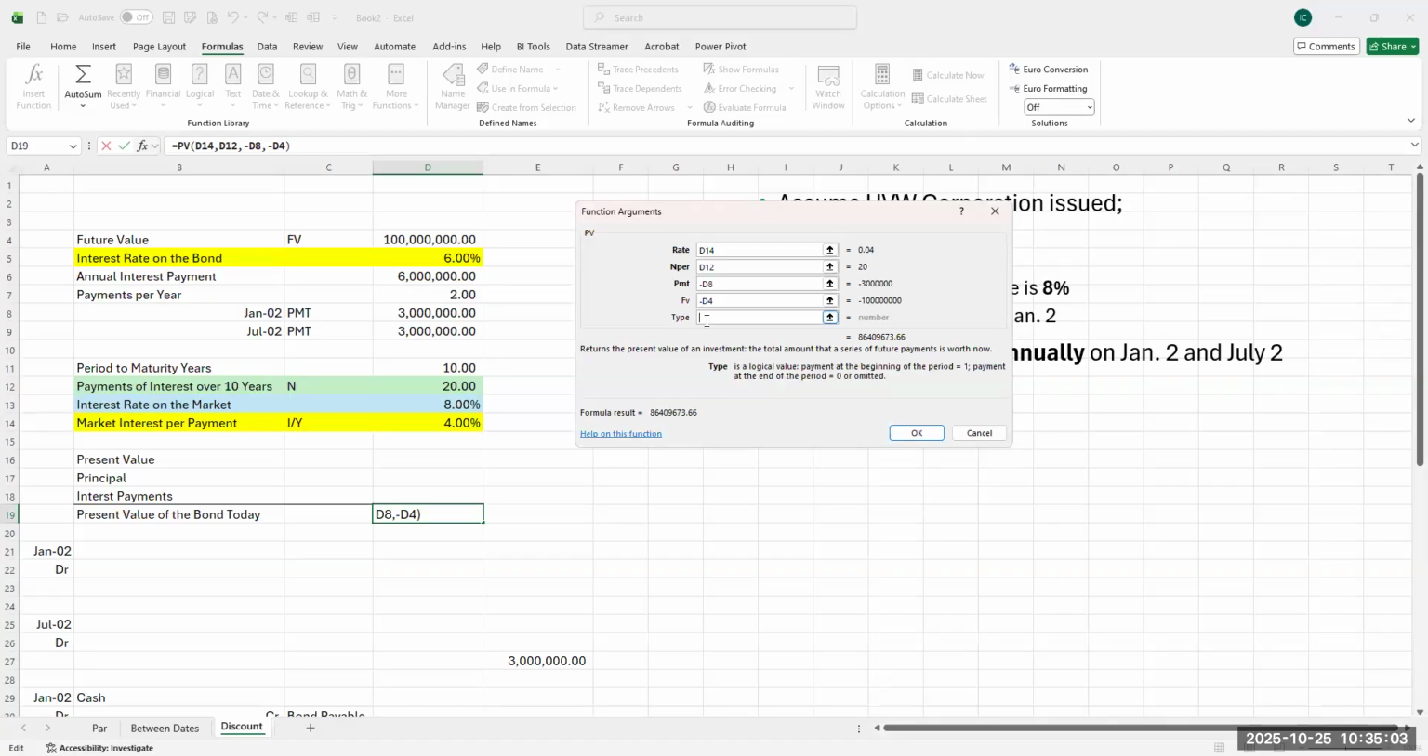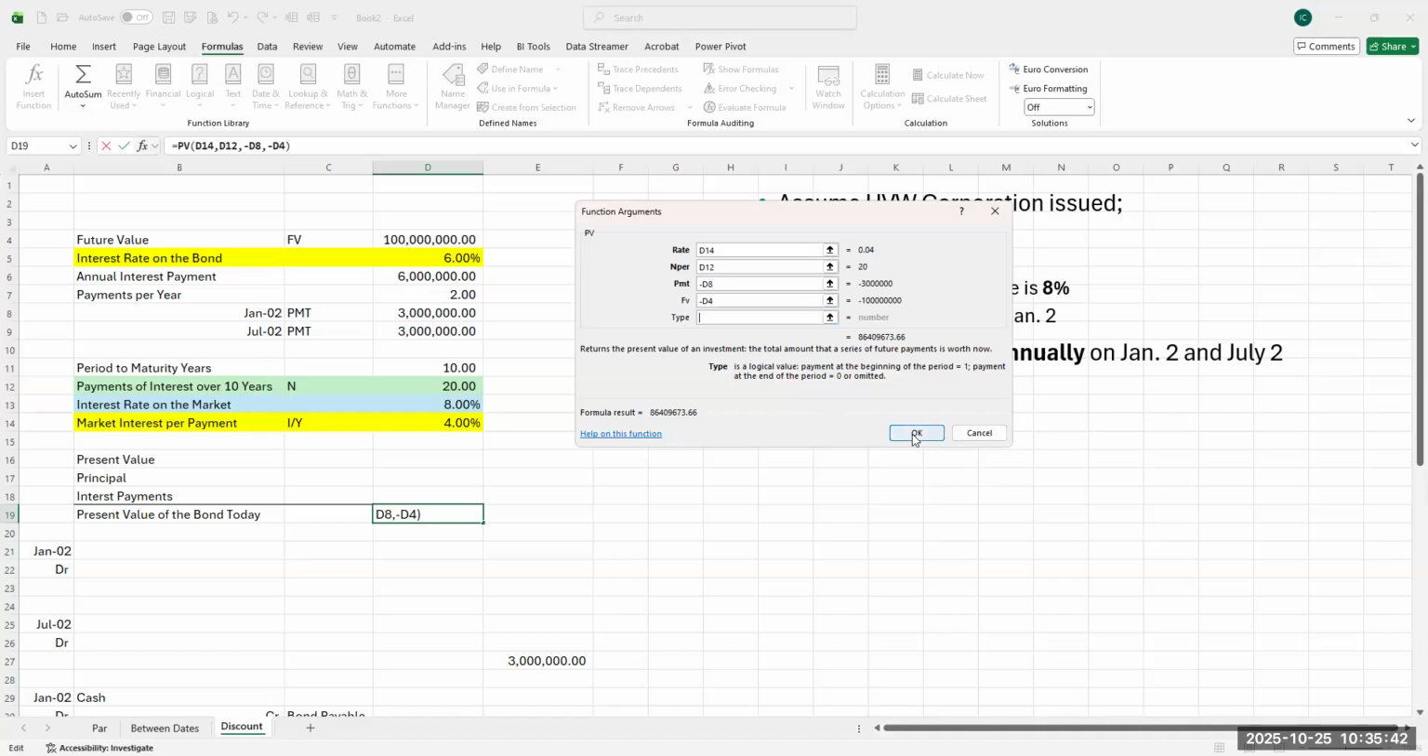Last thing is type. Now, it's a logical value. If we have to make payments at the beginning of the period, for example if the period runs from January to July and you have to make a payment on January 2nd, then we have to put 1. But if you have to make the payment at the end of the period, we don't have to put anything. And we're making the payments on the bonds at the end of the period, so we can skip that one and leave it blank.